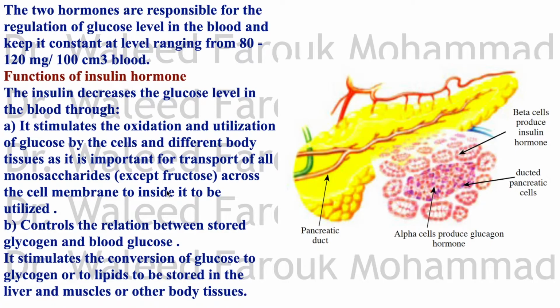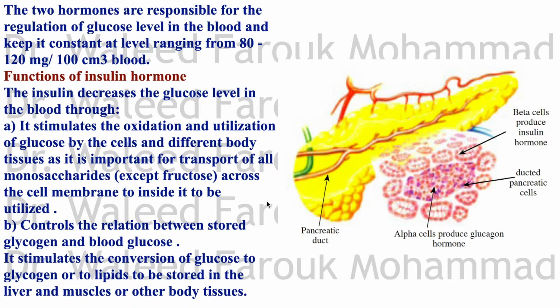الانسولين هو المركبة اللي عليه بيركب الجلوكوز علشان يقدر يدخل جوه السيلز. من غير الانسولين الجلوكوز مش هيدخل جوه السيلز. فهمتوا الفانكشن of insulin؟ Okay, so it stimulates utilization of glucose by the cells and different body tissues.